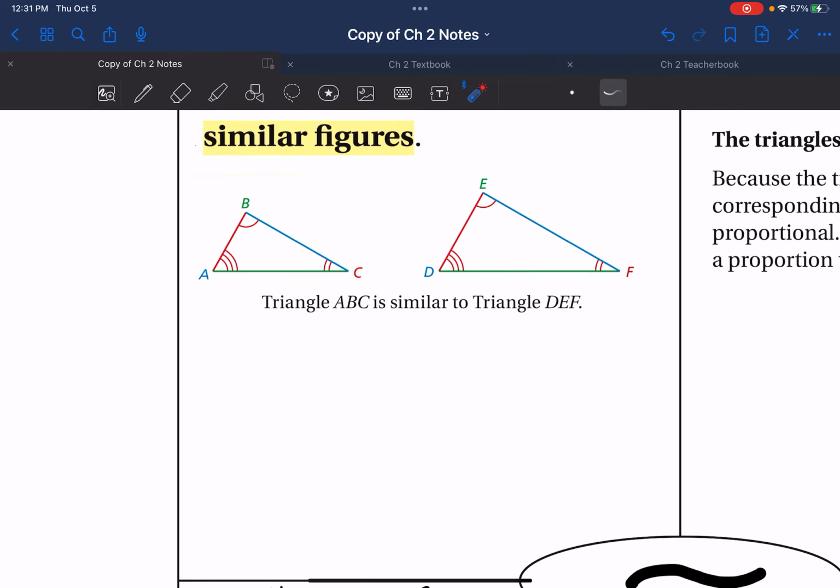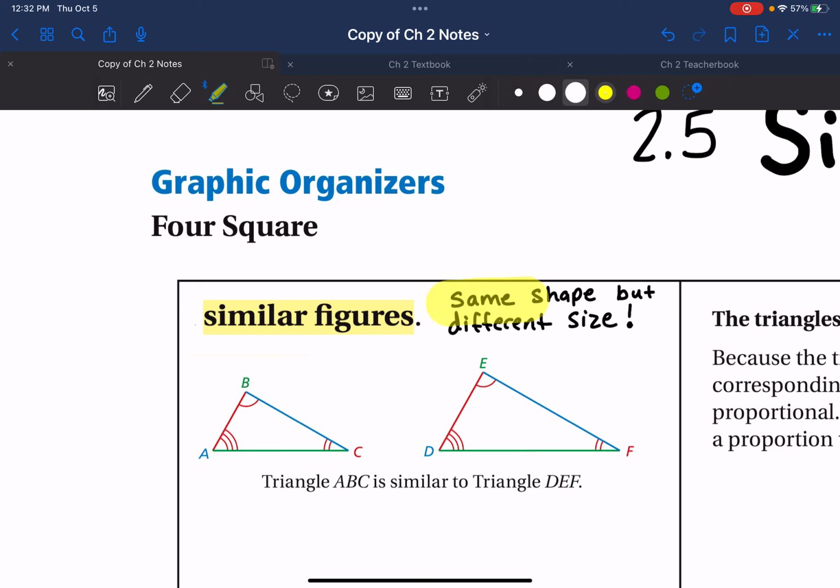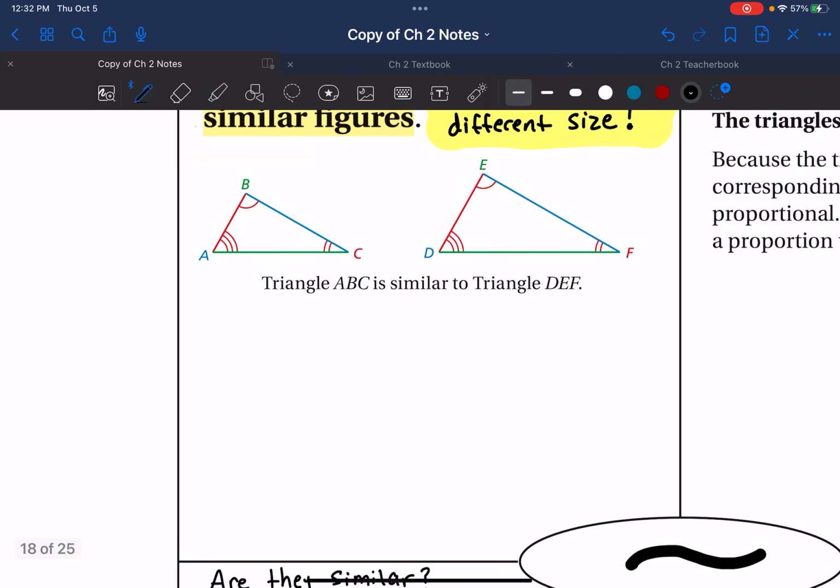Similar figures. Next to similar figures, I want us to write same shape, different size. Okay, same shape, but different size. I'm going to highlight that yellow. Grab a highlighter and do that with me. Now down here below, I want us to talk about how their angles have to be congruent, but their side lengths do not have to be congruent, okay?